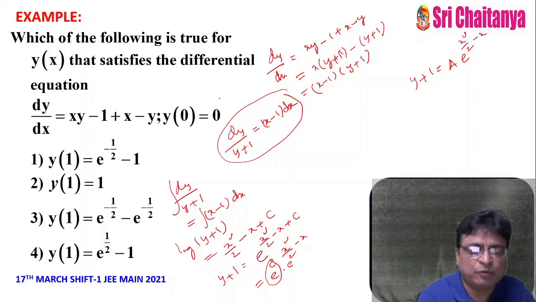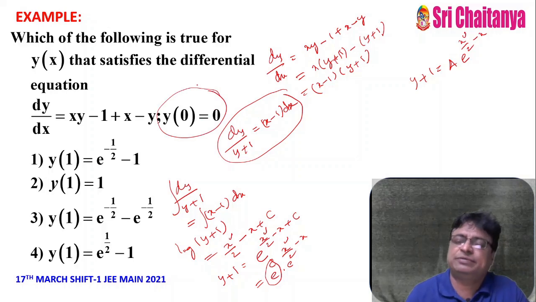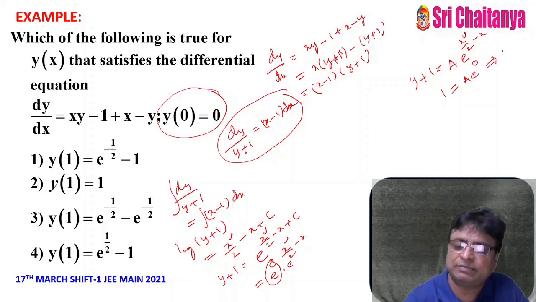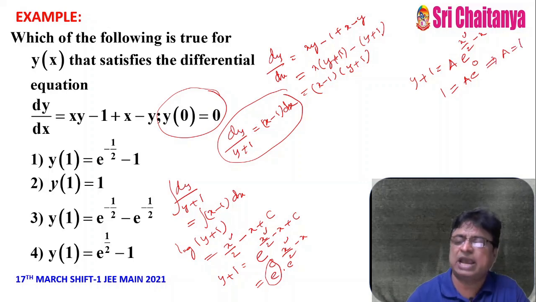But what is given for you? Y of 0 is equal to 0 is given for you. That means that x is equal to 0, y becomes 0. So you substitute x is equal to 0 there. So y equal to 0, so 1 equal to a e power 0, that is a equal to 1. I got a as 1.